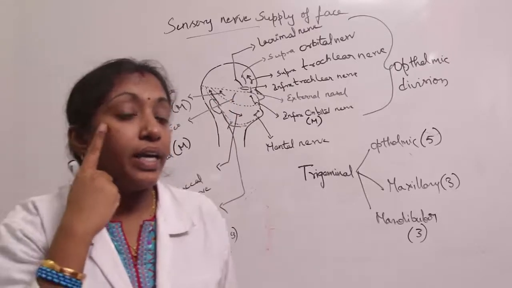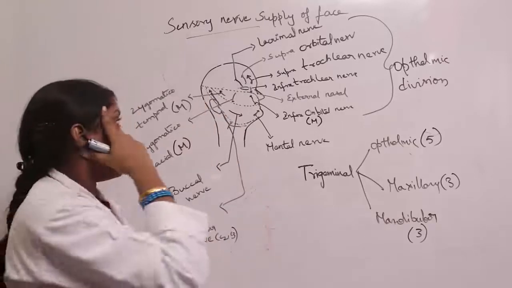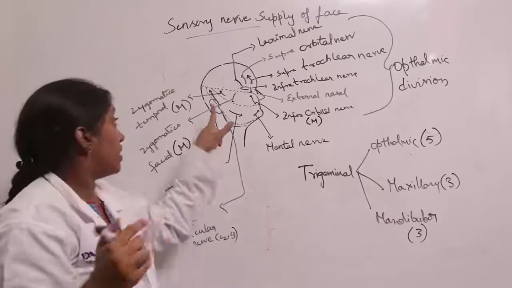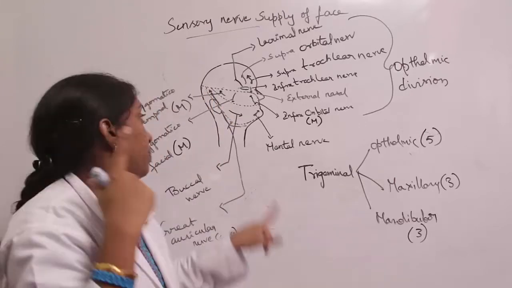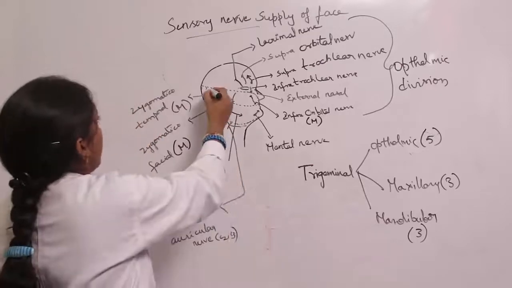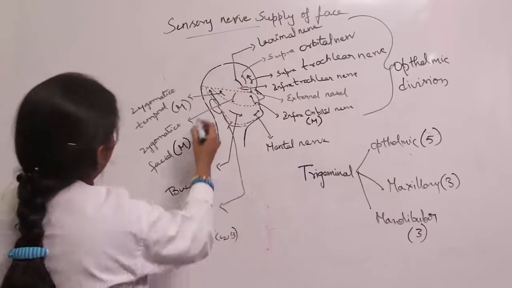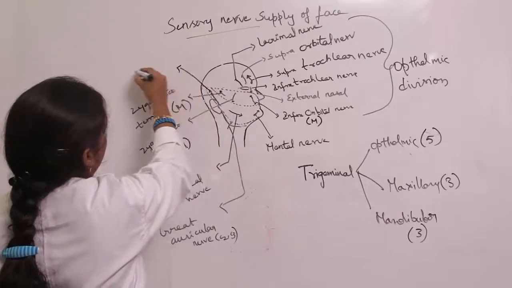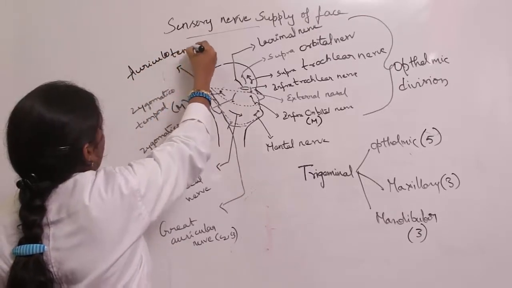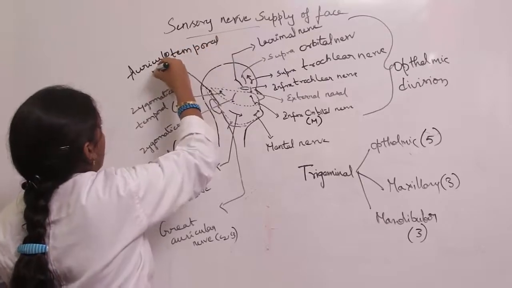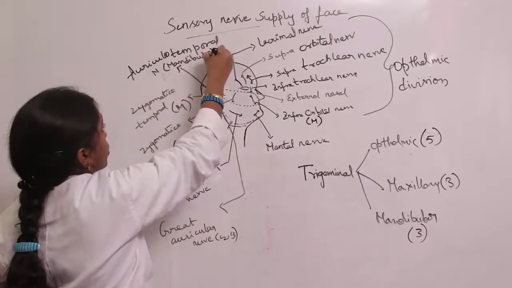The auriculotemporal nerve emerges from the apex of the parotid gland. It supplies the temporal region, the skin over the temple. This auriculotemporal nerve is derived from the mandibular division of the trigeminal nerve.